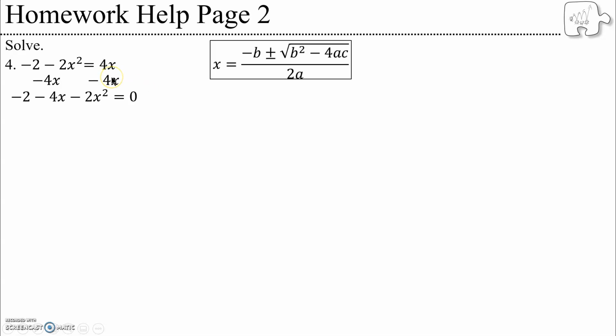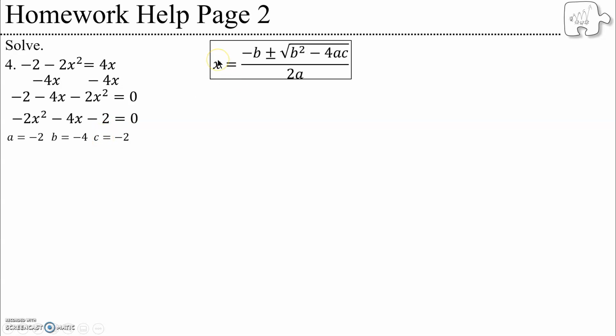Now, in order to get it in A, B, C order, let's replace the -2x squared and the -2. Right now it's x squared, x, constant, so it'll be A, B, C. -2 is A, -4 is B, and -2 is C.